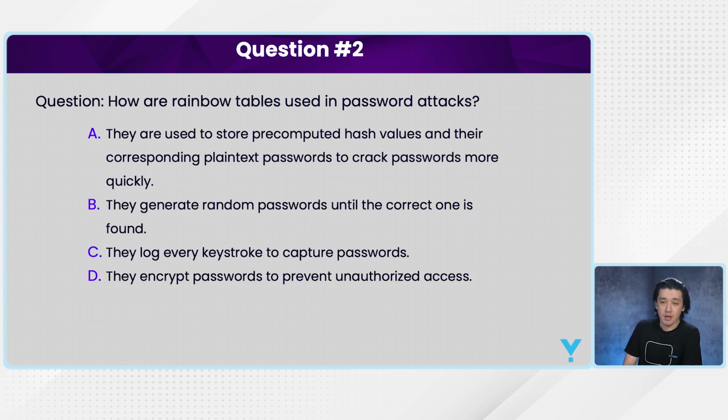2. How are rainbow tables used in password attacks? A. They are used to store pre-computed hash values and their corresponding plaintext passwords to crack passwords more quickly. B. They generate random passwords until the correct one is found. C. They log every keystroke to capture passwords. D. They encrypt passwords to prevent unauthorized access. I'll give you a second.